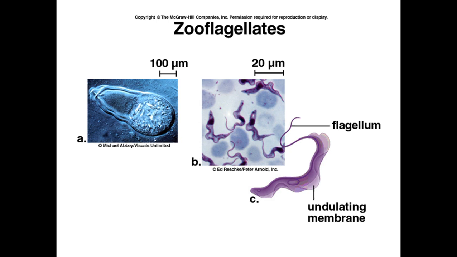Didn't mention this guy right here. That guy right there is called trichonympha. And it's found in termite guts. Pretty important for termites, because what does it do? It digests cellulose for them. So it's not a bacteria, it's a protist living in termite guts.